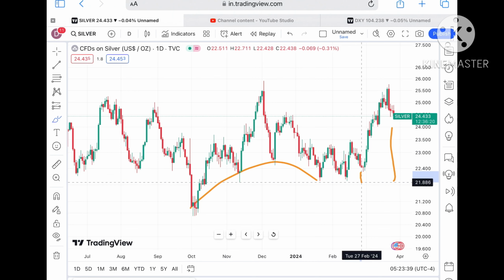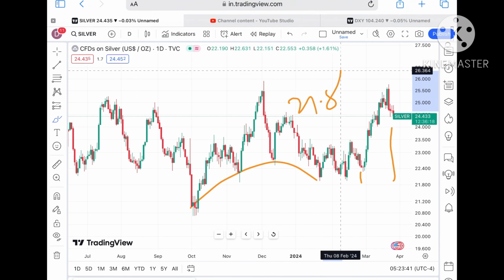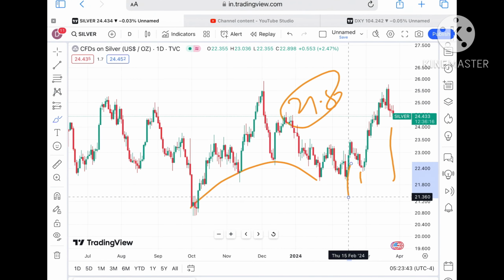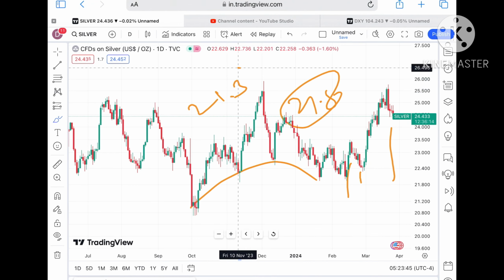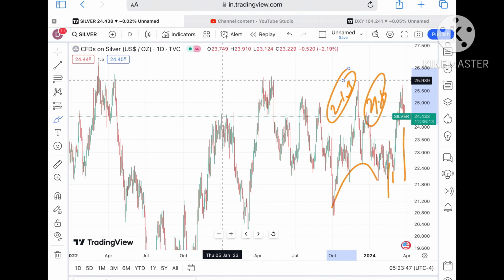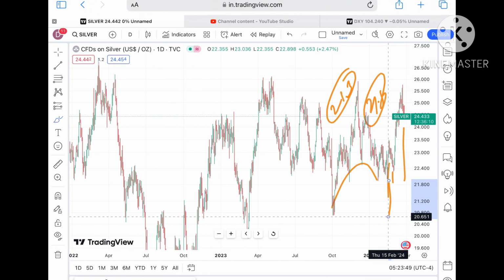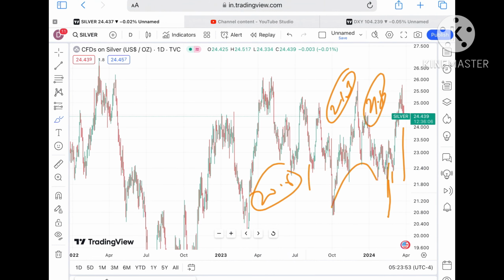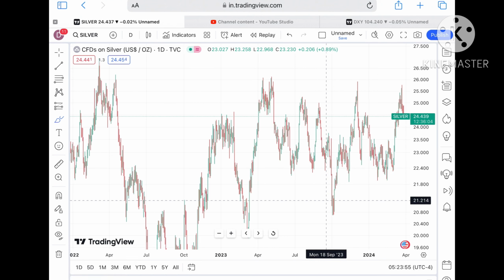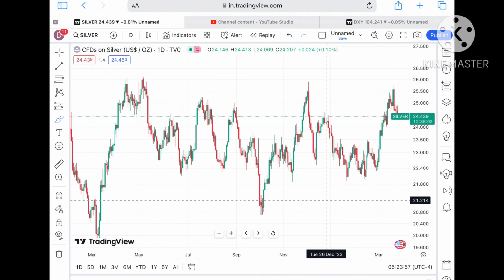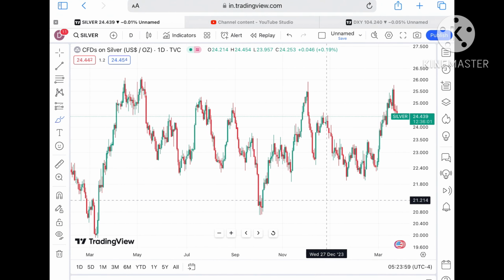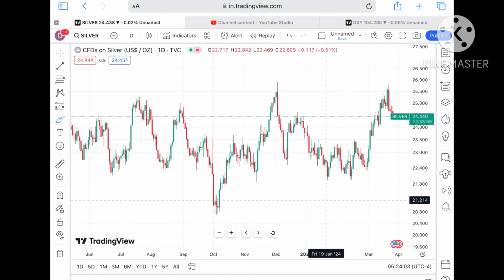Okay, and suppose if the price started falling below a level of $22, we will see a further downfall, and chances of going below a level of 21.8 will be there, and if the price falls below that level, we will see it will go towards a level of 21.3, and then a further low we can see below a level of $21, and chance of touching 20.6 will be there, and then a further downfall will be there.